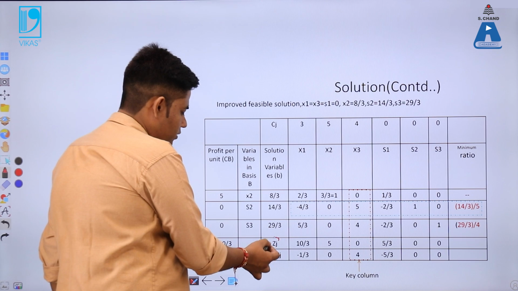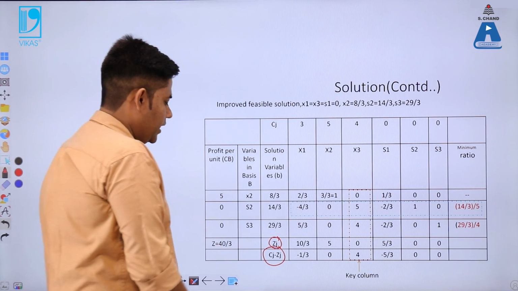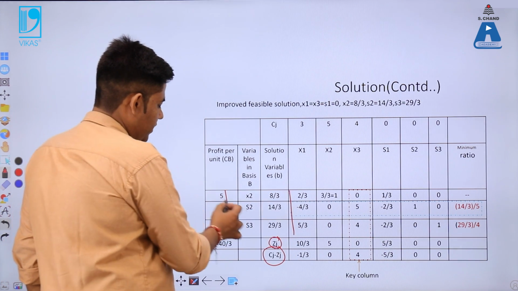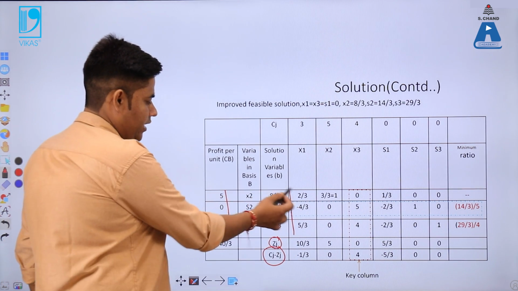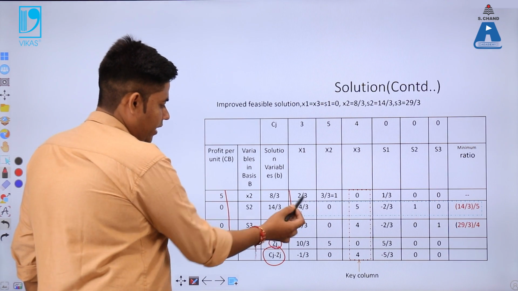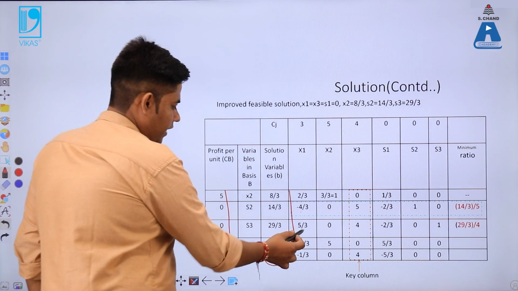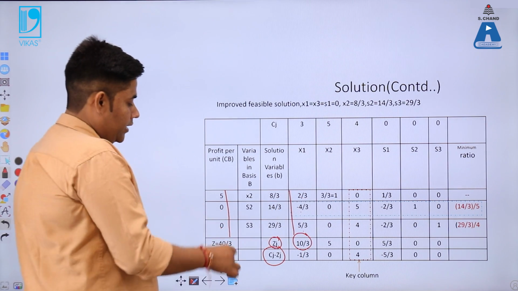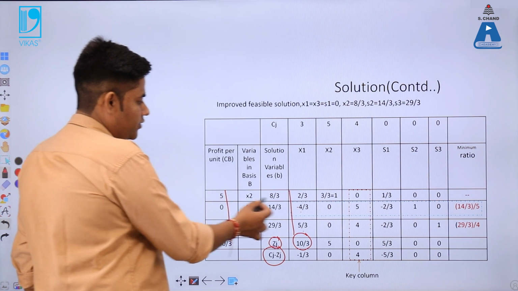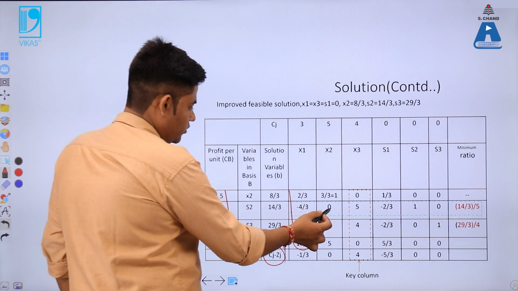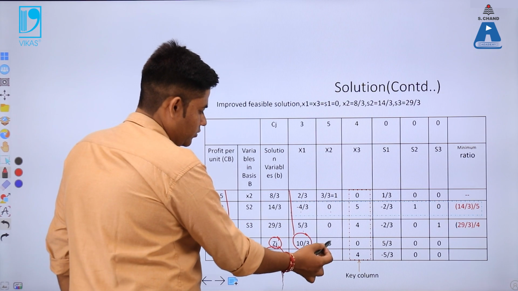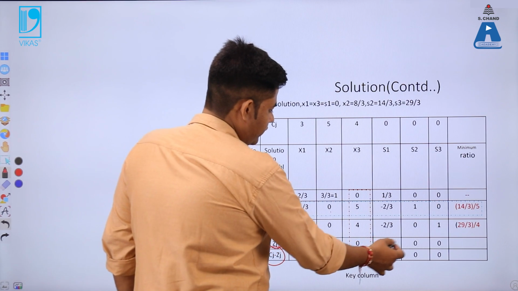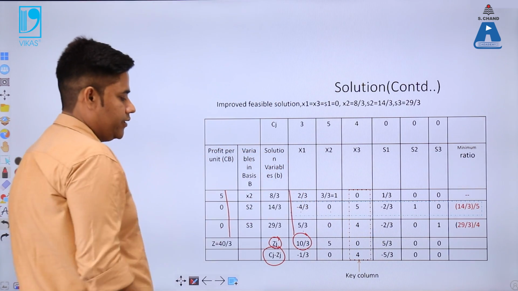What is the step? The step is to calculate Zj and Cj minus Zj. So Zj is the sum product of the elements of these two. That means 5 multiplied by 2 by 3, which is 10 by 3. 0 multiplied by minus 4 by 3 is 0. 0 into 5 by 3 is also 0. That means the sum of all these is 10 by 3. In a similar manner, for the next part it is 5 into 1 plus 0 into 0 plus 0 into 0. That means the total is 5. So I have to write 5. Then for the next set of values, Zj is calculated.